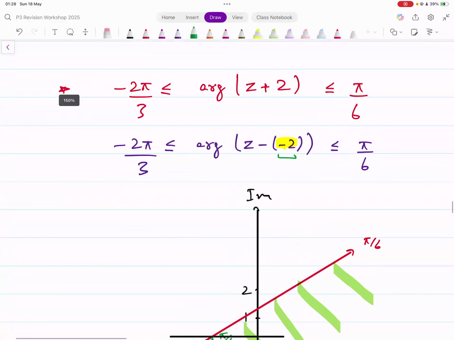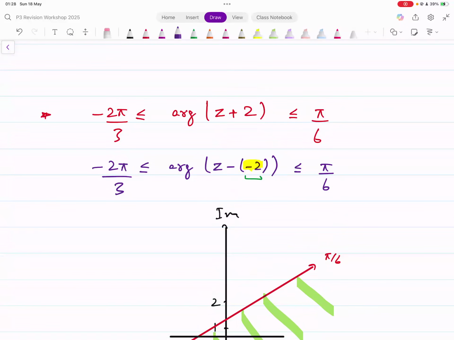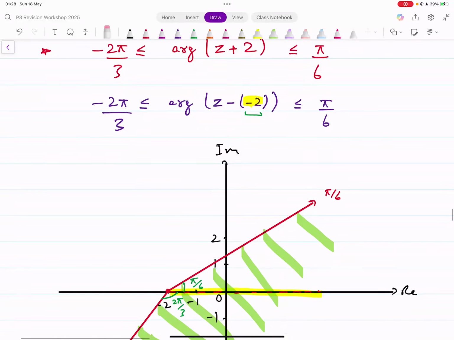If they have something like this, argument of z plus 2 is between minus 2 pi over 3 and pi over 6. First of all, you convert it to standard form. This is z plus 2. You say this is z minus minus 2. So now we're talking about the point minus 2. That's our point of reference. Mark that point minus 2. This is the point.